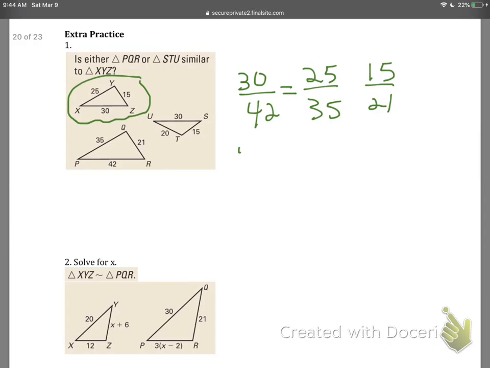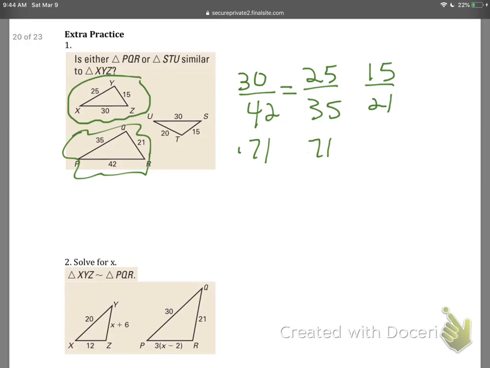Okay, I'm getting 0.71 here, and then 25 divided by 35, I'm getting the same thing here, and let's just check the next one. 15 divided by 21. Bingo. So right away, I know that these two are similar.